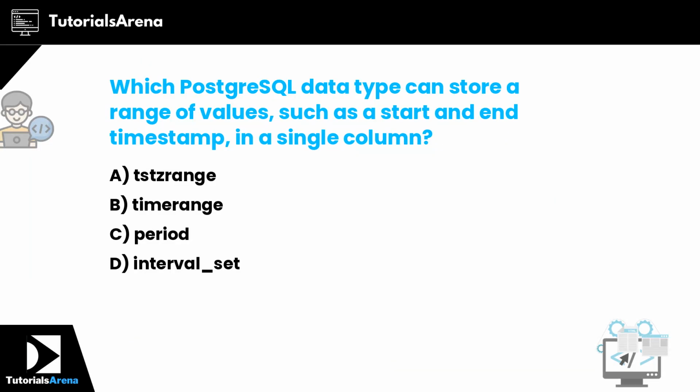Which PostgreSQL data type can store a range of values, such as a start and end timestamp, in a single column? The correct answer is option A, range.